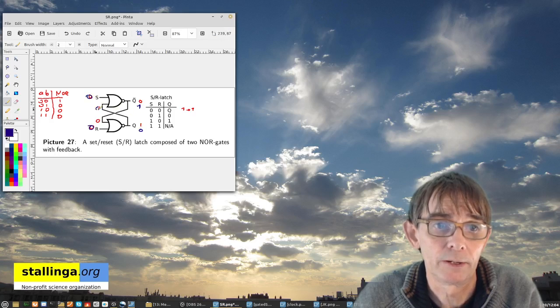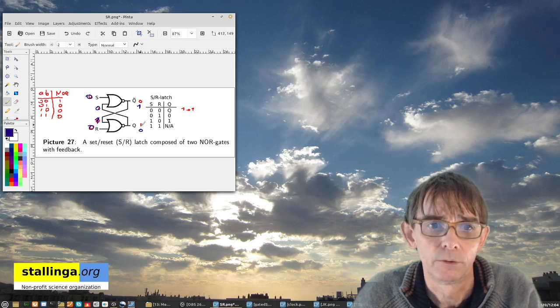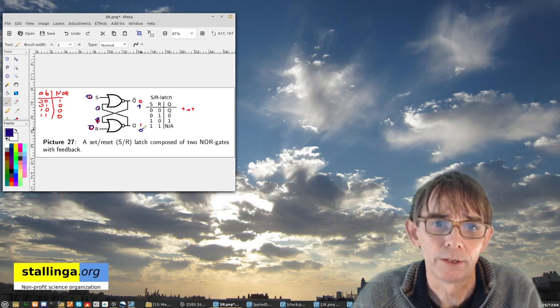This 0 is fed back here. This 1 is fed back here. 0 NOR 0, that's 1, that's okay. And 1 NOR 0, that is 0. That's also okay. So if I had a 0 at the output, it will stay 0.